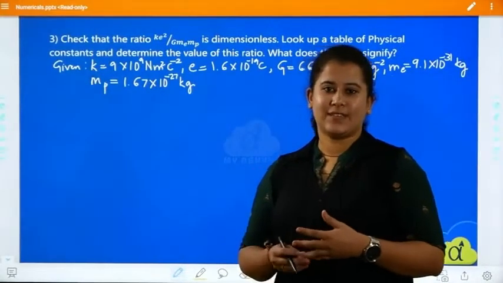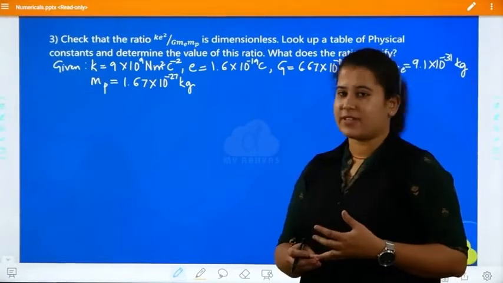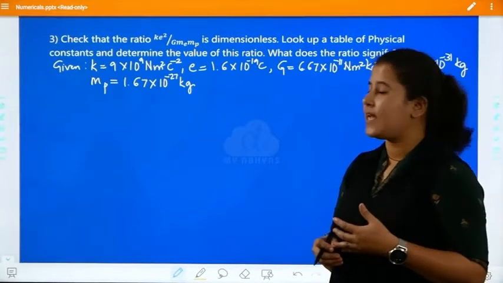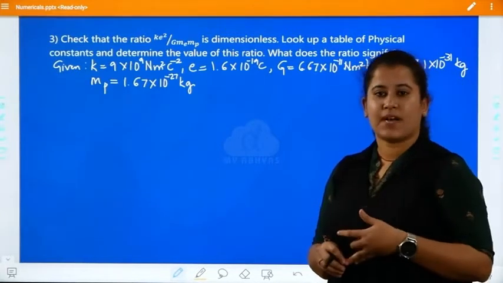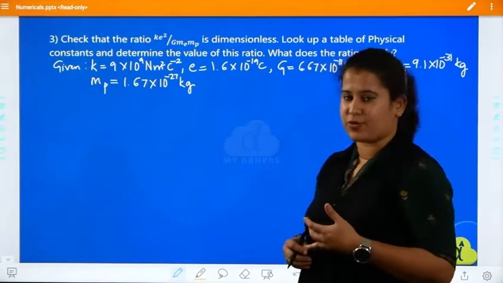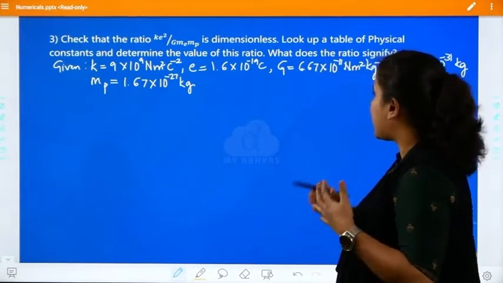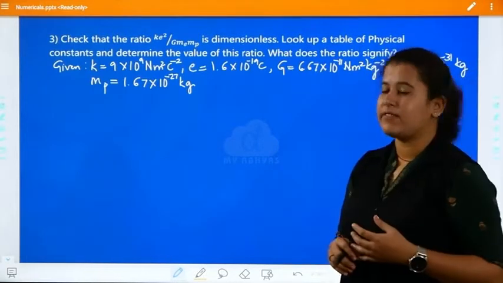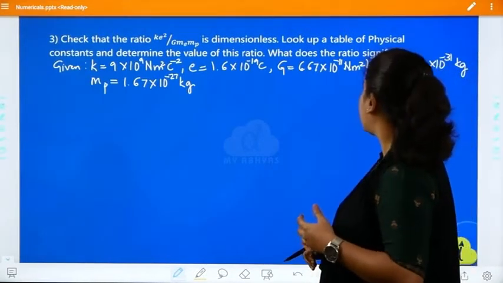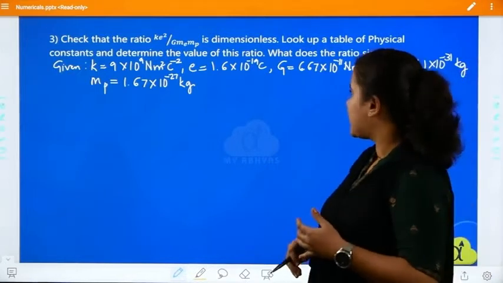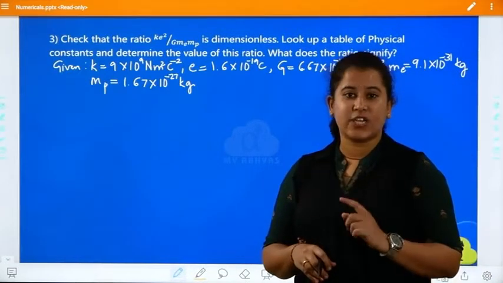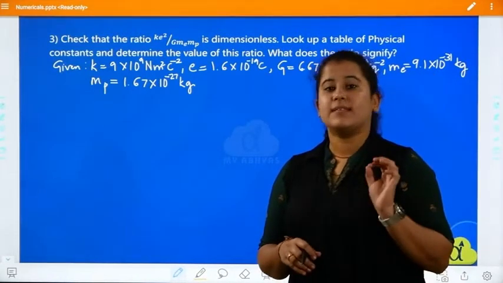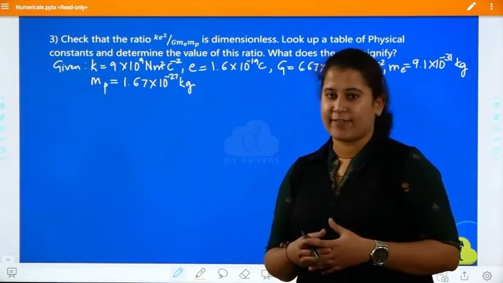So we will move on to the third question, that is the third numerical. Check that the ratio Ke square divided by G Me Mp, where Me is the mass of the electron and Mp is the mass of the proton, is dimensionless. Look up a table of physical constants and determine the value of this ratio. What does the ratio signify? So the first thing is, I have to check whether the ratio they have given me, Ke square divided by G Me Mp, is dimensionless. I have to find out what the dimension is.